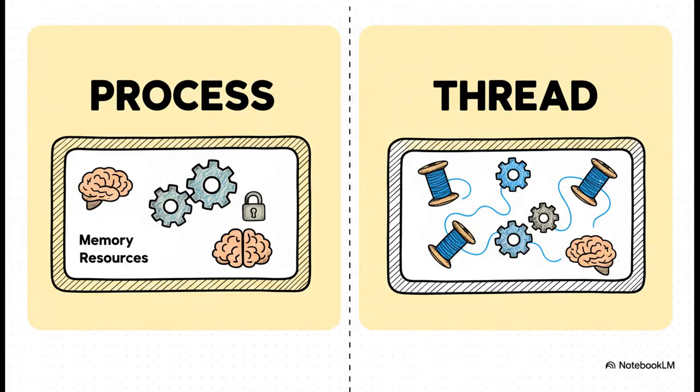Now, to handle thousands or even millions of requests at once, servers have to be incredibly efficient. So let's use an analogy. Think of a process like opening a whole new restaurant. It's a big, heavy operation. Now, a thread is like a single waiter inside that restaurant. When a new customer walks in, you don't build a whole new restaurant, right? No, you just have an available waiter take their order. It's way, way more efficient. This idea is key to understanding how modern web apps can handle so much traffic.